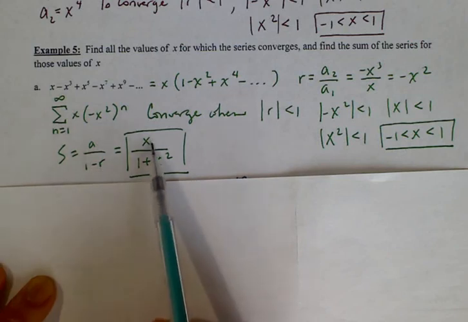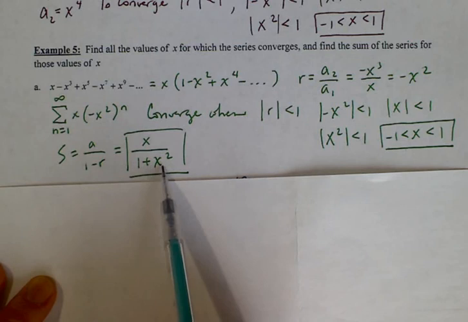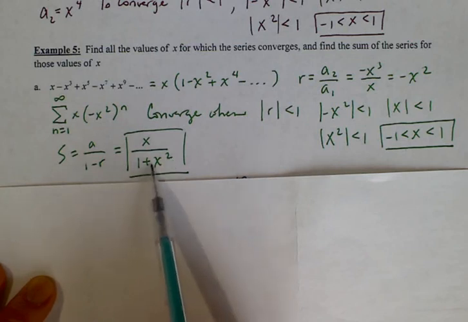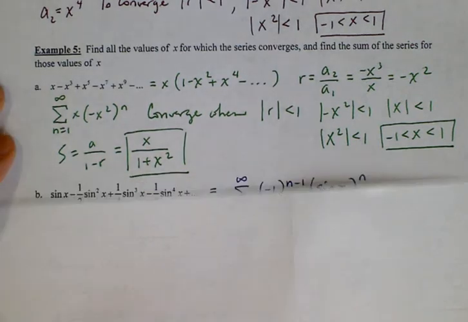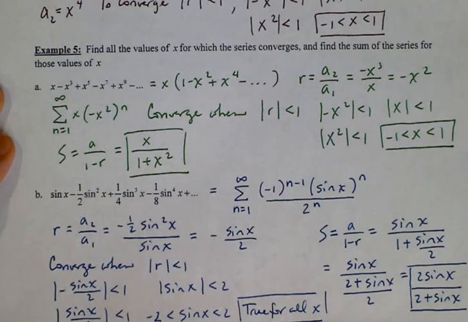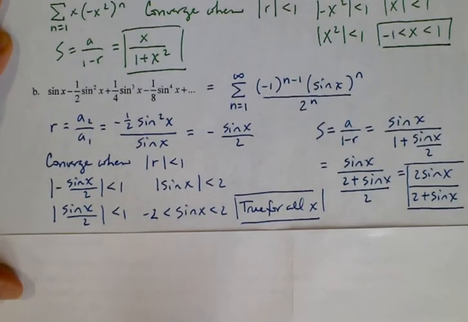So then to find the sum, I'll take the formula a over 1 minus r. My first term is x, and my common ratio is a negative x squared. So it'll be 1 minus a negative x squared, so it's x over 1 plus x squared.